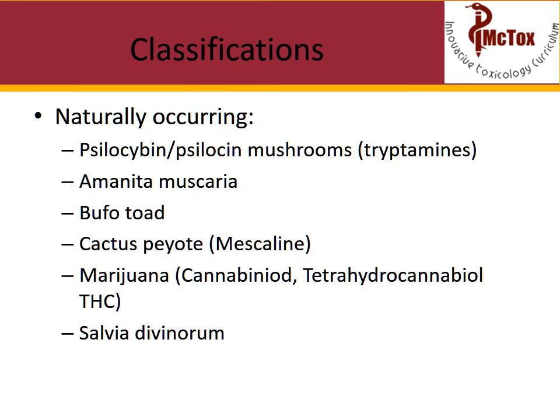Tetrahydrocannabinol, or THC, is the active substance in marijuana. Marijuana has been known and used for many years in multiple religious, cultural, and medicinal settings. A urine test for marijuana metabolites can be positive after a single use for days and weeks. Salvia divinorum, from the mint family, can also be used to cause hallucinations if chewed or smoked.